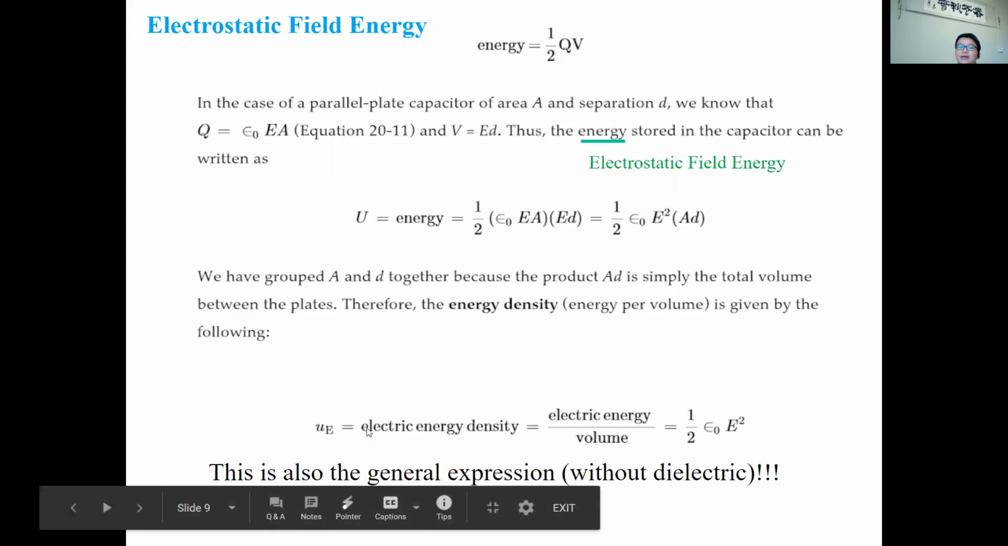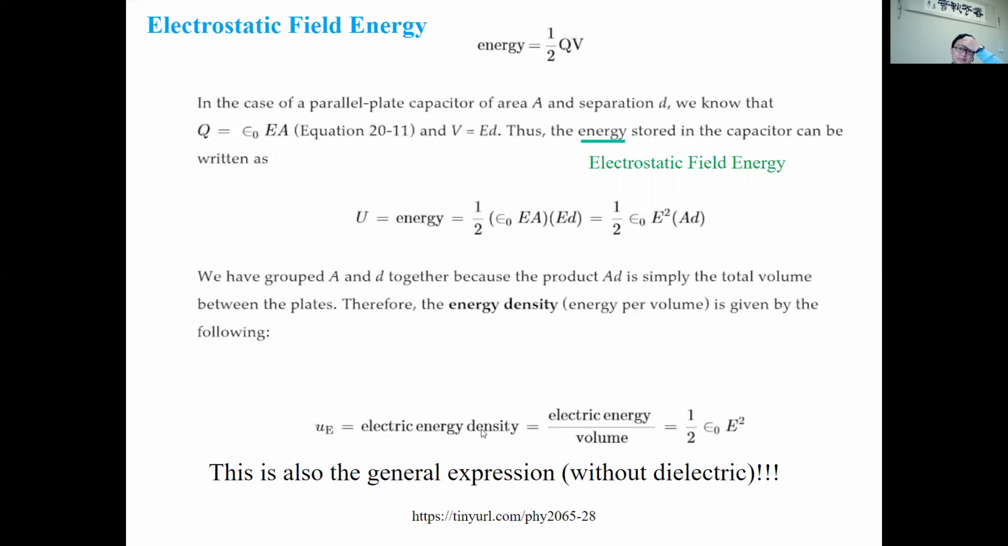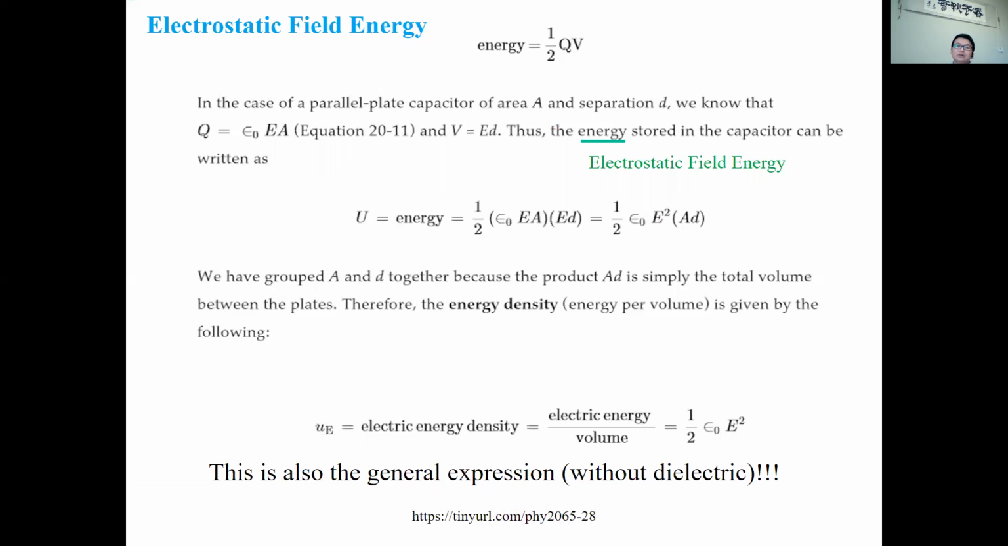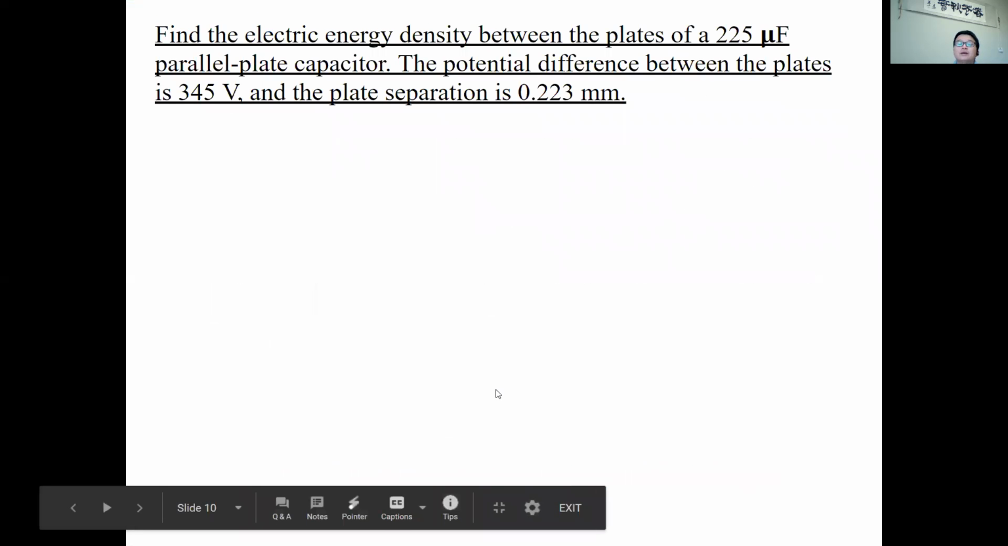So basically, the electric energy density stored in this capacitor is equal to 1/2 epsilon naught times E squared, where E is the electric field. This is for when you have no dielectric in between the plates. We will talk about what a dielectric is a little bit later today, and then we'll also look at what the energy stored is in that scenario. But first, we'll take a look at the example here.